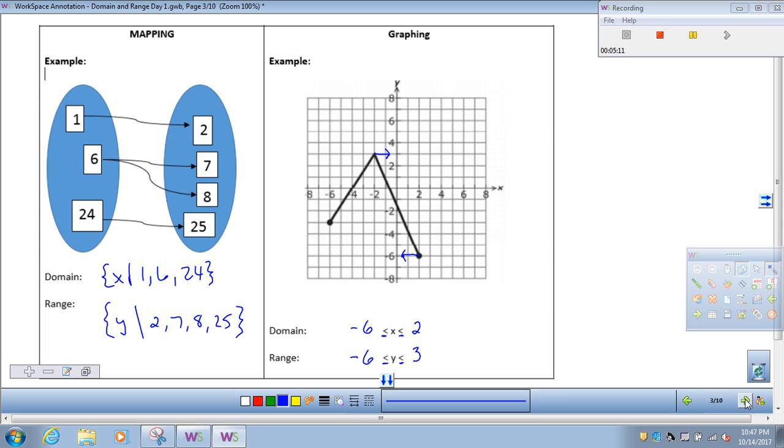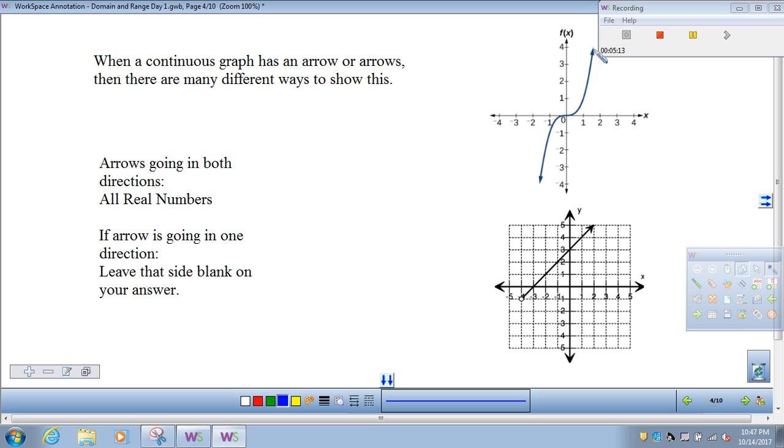Alright, let's take a look. Sometimes we have arrows on our graphs. If we have an arrow going in both directions, then we consider this all real numbers. But you can't just say, well, I've got 2 arrows. You have to look at the top and the bottom, and then left and right, separately, and you'll see why that's important in just a second. The domain has an arrow furthest to the left and furthest to the right, so that's all real numbers. The range has an arrow furthest down and furthest up, so that's all real numbers. So both the domain and the range would be all real numbers.